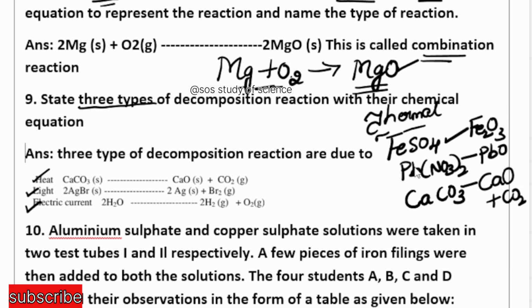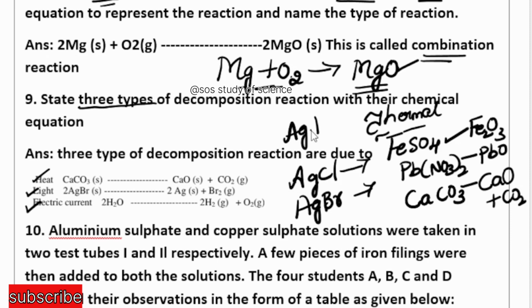Okay. So moving to the next, when I talk about photolytic, we have decomposition of silver chloride and also silver bromide. When we decompose these two in the presence of sunlight, from silver chloride we get silver and chlorine, Ag plus Cl2, correct? From silver bromide, we get Ag plus Br2, correct? Very important, my dear students. So let me write this in equation form properly, and I will show you.